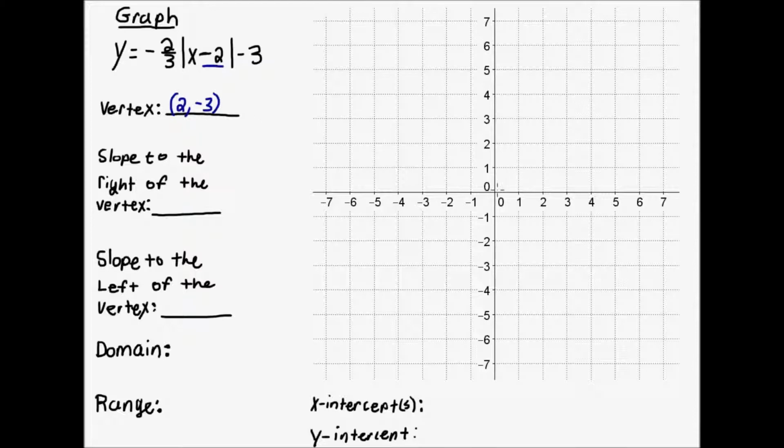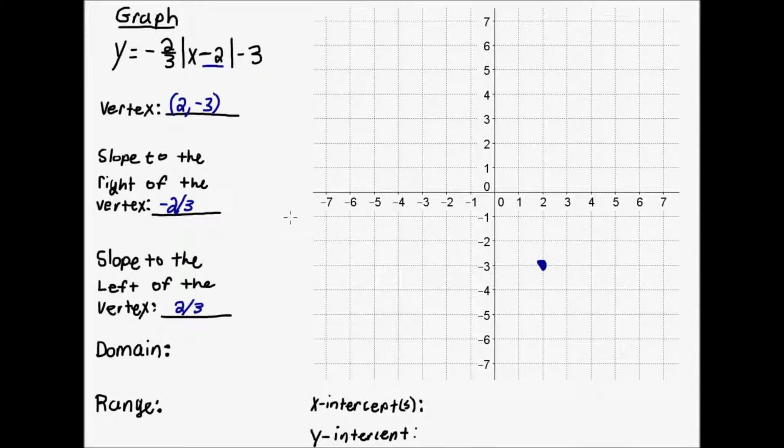Now, once I plot the vertex, we go right 2, down 3, here's the vertex. The slope to the right is simply the number being multiplied by the absolute value, that's negative 2/3. And the slope to the left of the vertex is the opposite of that number, it's positive 2/3. Okay, so now we can start graphing this guy.